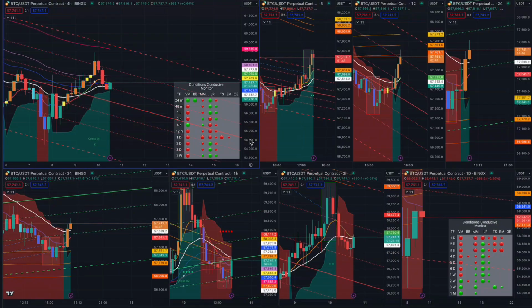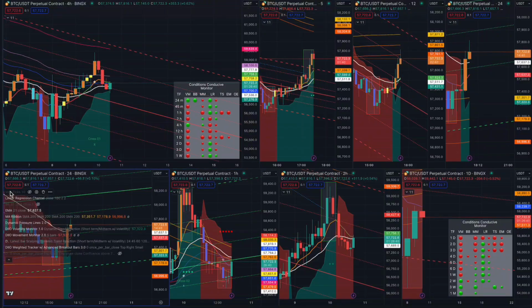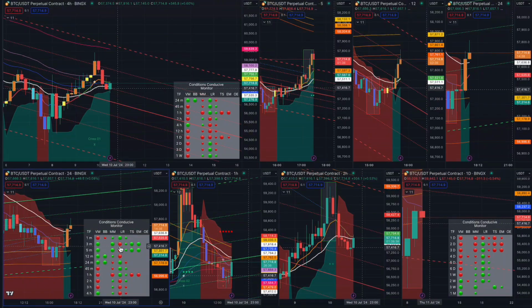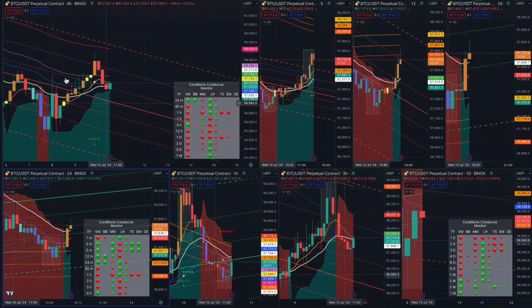So if I'm looking for a short, if I thought it was a good idea to short Bitcoin, then I have to ask myself, is that still the direction that I believe it's going to go in? So what would I look at to determine that?